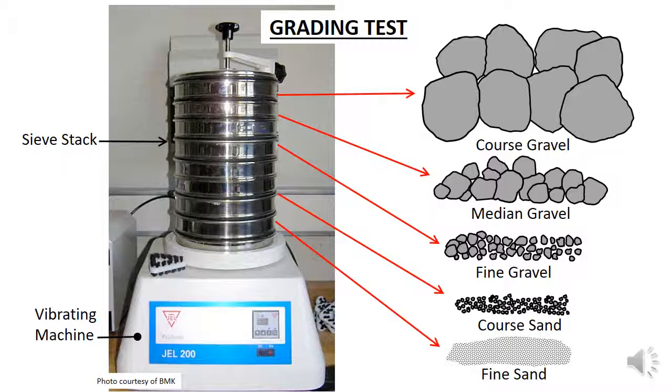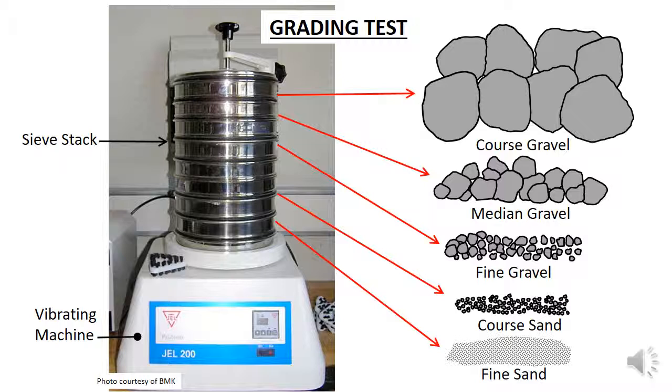The sieving basically sorts the aggregate into different sizes. As you can see in the photo, the sieves are stacked on top of each other, with the coarsest sieve on the top and the finest on the bottom. Below the last sieve is a pan to collect the silts and clays that pass through this finer sieve. The stack of sieves is placed on a machine that vibrates the whole stack. That is what the machine under the sieve stack is.